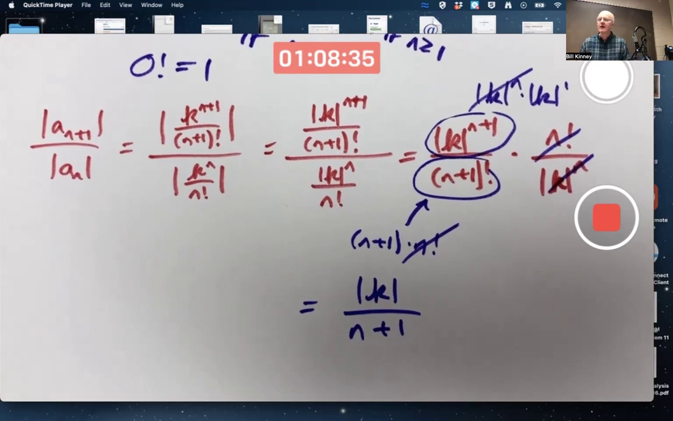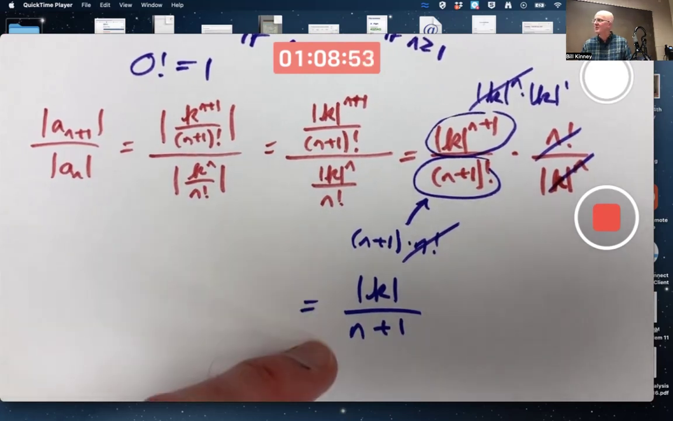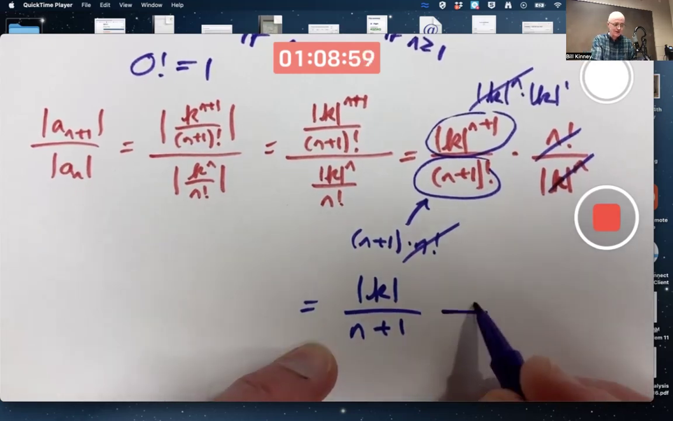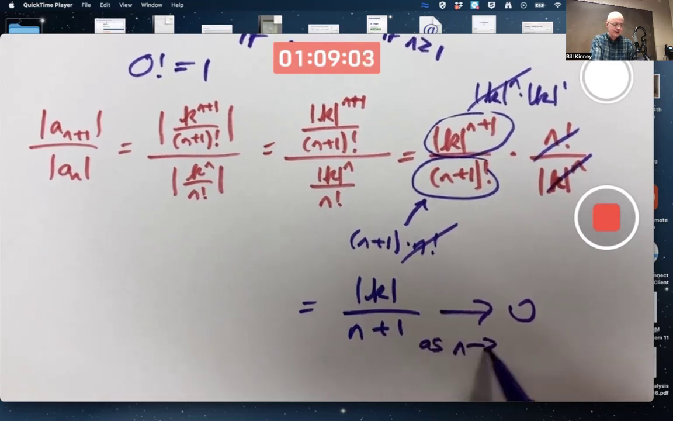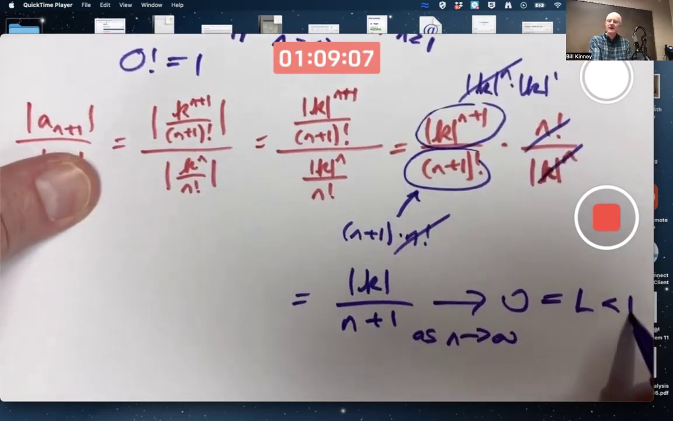What do you do now? We want to know what is the limit of this thing as n goes to infinity. k is fixed. Got a fixed number over n+1. This sequence, not series, converges to 0 as n goes to infinity. And that's my L. And that is less than 1.